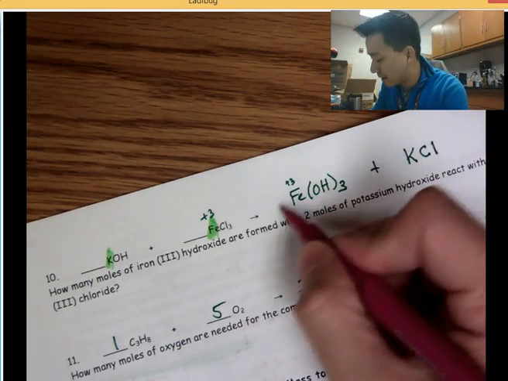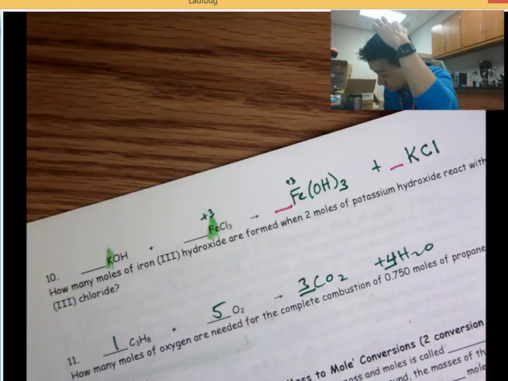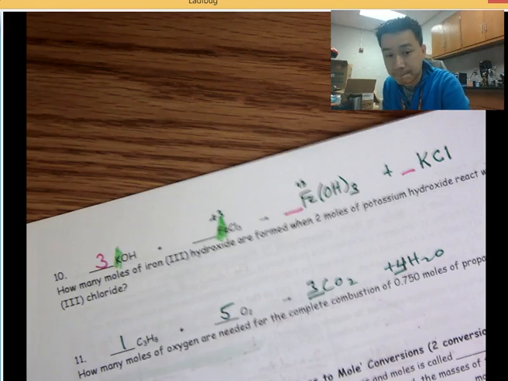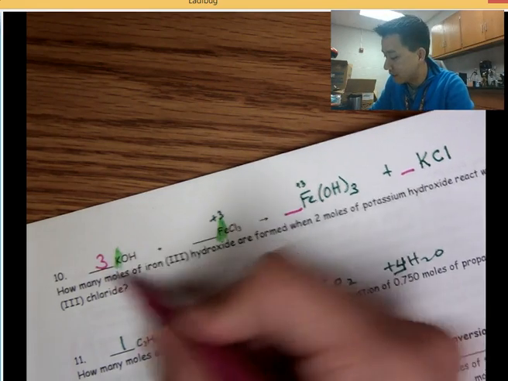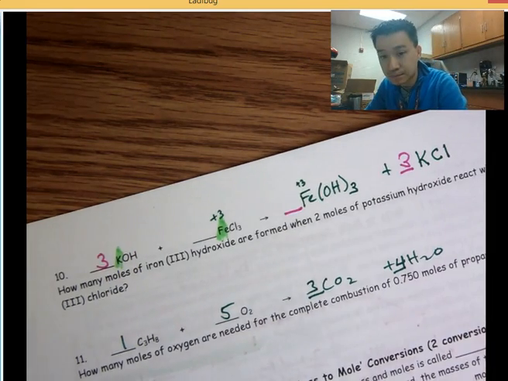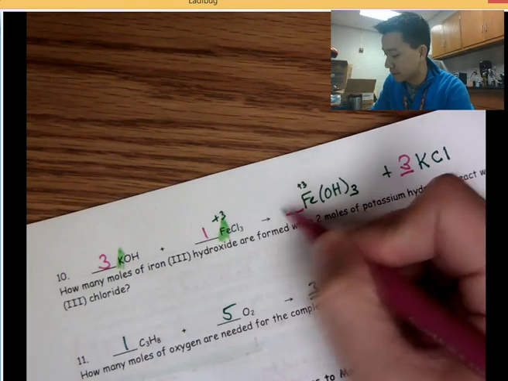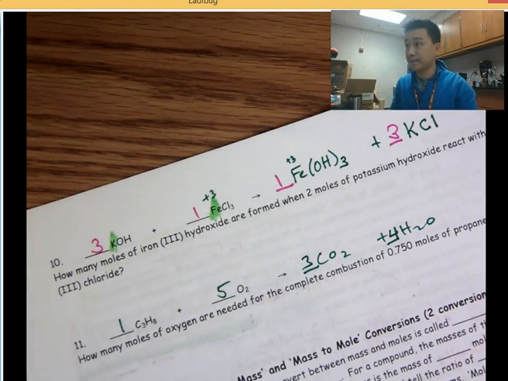And then you will balance these. I have 3 OHs here, I have 1 OH there, I'll put a 3 there. I have 3 Ks there, I'll put a 3 there. That's a 3. Okay, it's an ugly 3, but still 3. And then that's 3 Cls. So the rest is 1. 3, 1, 1, 3.